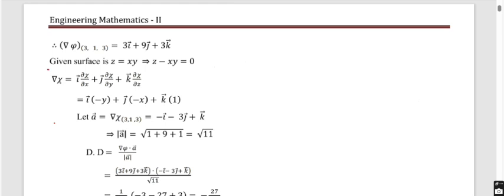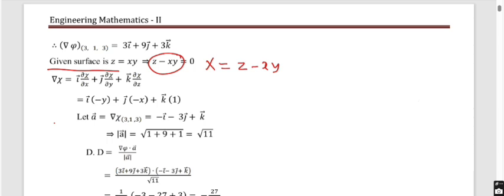Here the given surface is z equal to xy. From this, z minus xy equal to 0, we take z minus xy equal to capital X. So capital X equal to z minus xy. Now we find del X. We know del phi is i vector into dou phi by dou x plus j vector into dou phi by dou y plus k vector into dou phi by dou z.